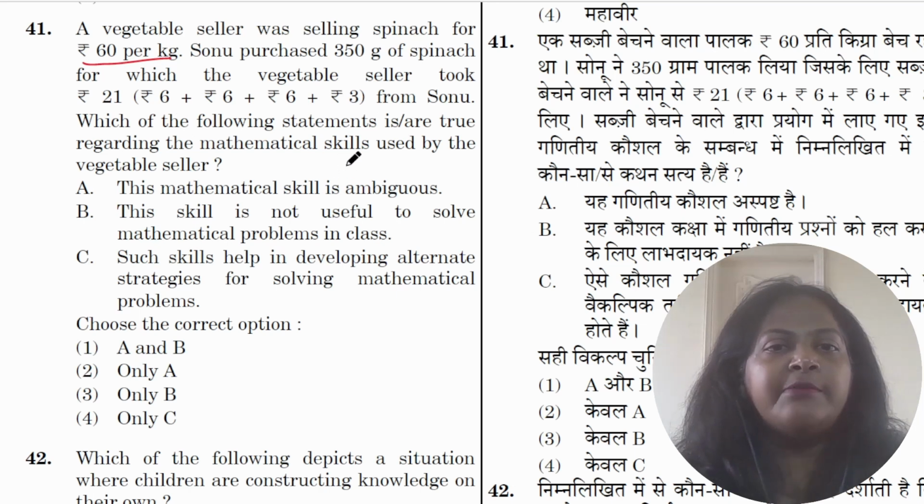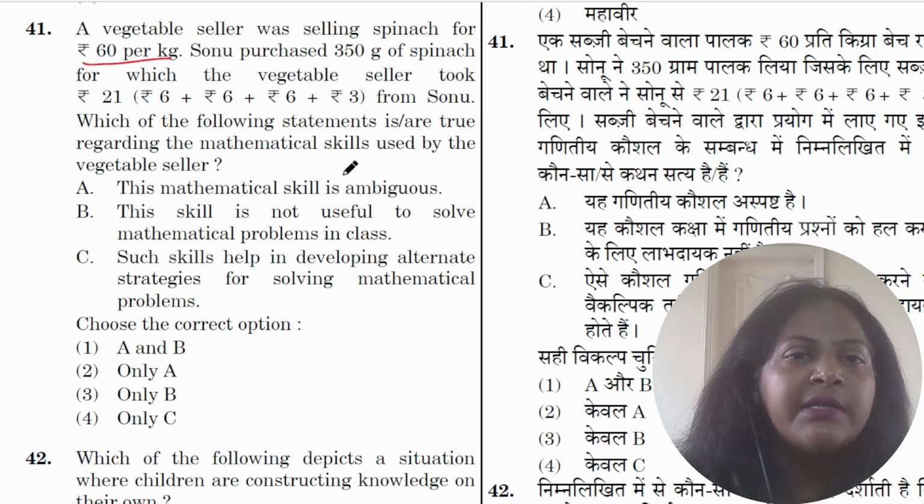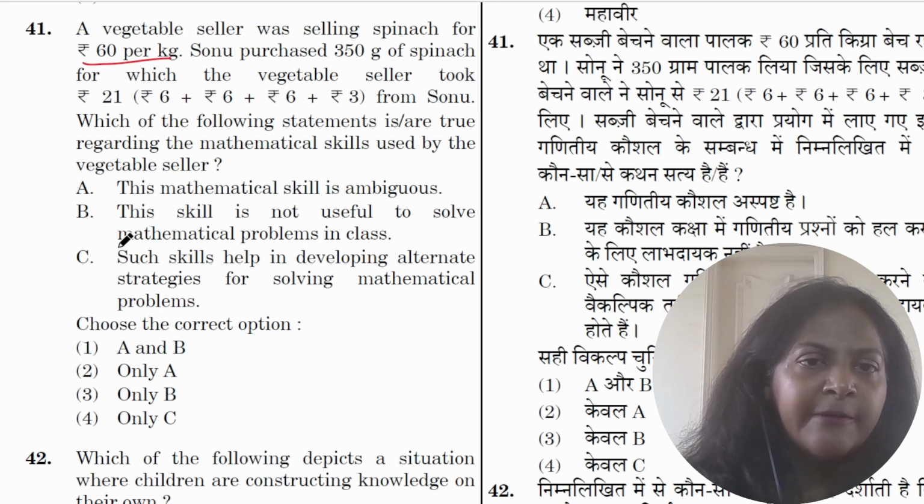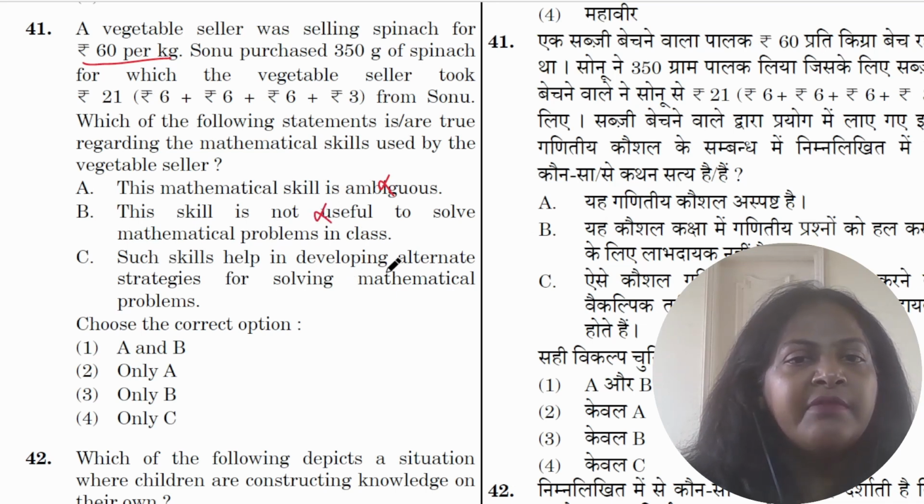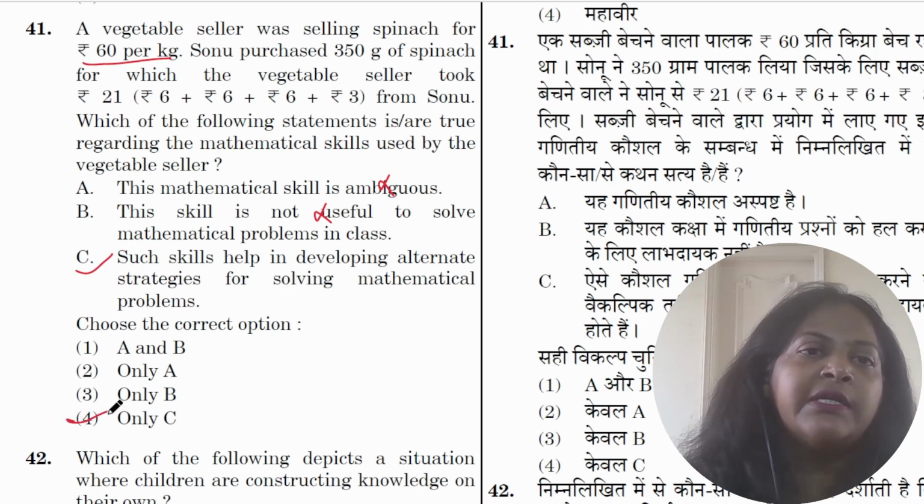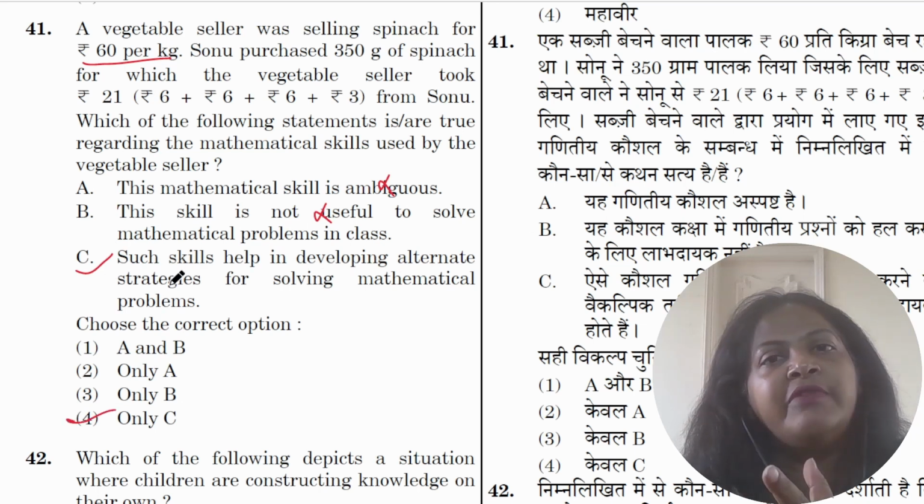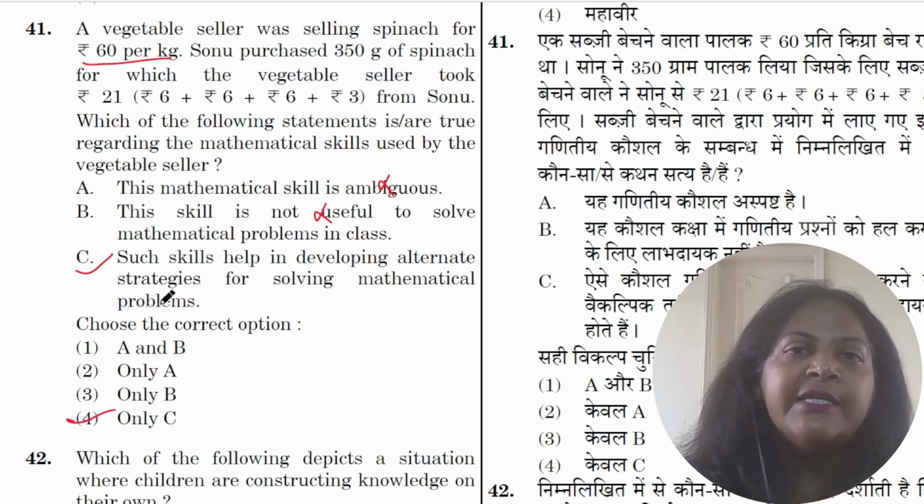Which of the following statements are true regarding the mathematical skills used by the vegetable seller? It is ambiguous, so this is not true. The skill is not useful. It is a useful skill. Such skills help in developing alternate strategies. So C. Only C is the correct answer. Here, alternative ways of thinking about how addition can take place has been thought by the vegetable seller.